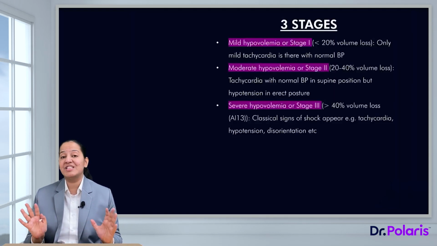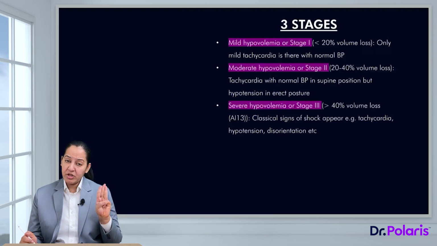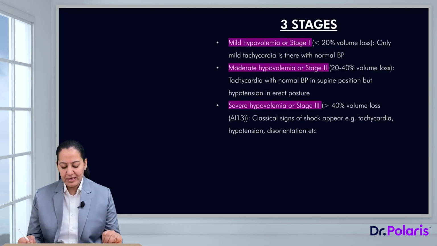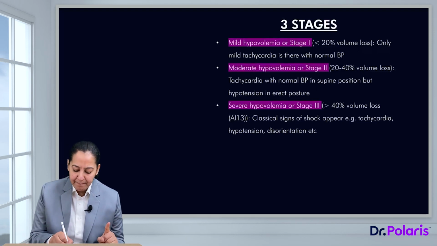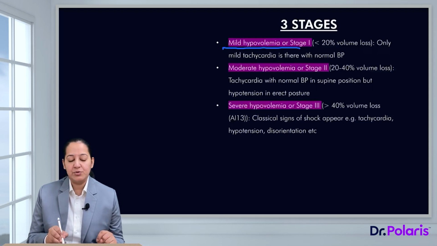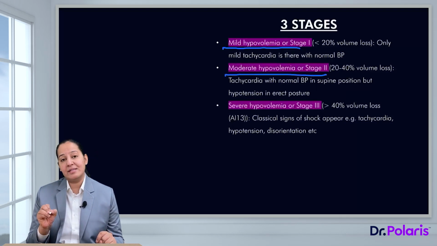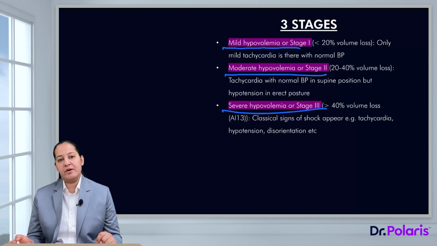Now coming to the stages of hypovolemic shock. Hypovolemic shock has 3 stages. What are the 3 stages? It can be mild hypovolemia, that is stage 1. It can be moderate hypovolemia, that is stage 2. It can be severe hypovolemia, or stage 3. This depends on the volume of blood which is lost.